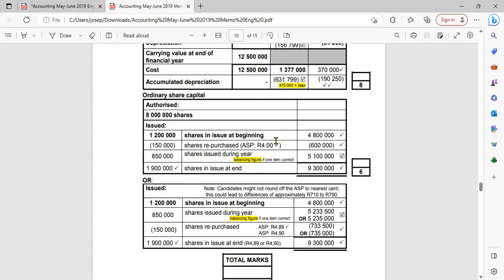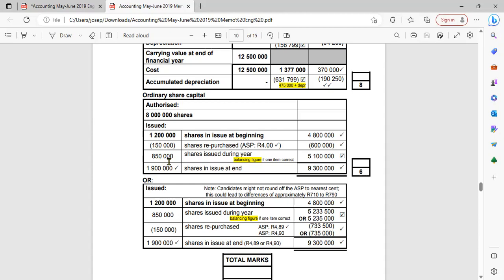So when you want to calculate how much of your shares were repurchased, we said you're going to say 4,800,000 divided by 1,200,000, and then you get your average share price. It is an easy way to get your average share price. And you say 150,000 multiplied by 4 rands, and that gives us 600,000. As you remember, guys, it gave us 600,000.